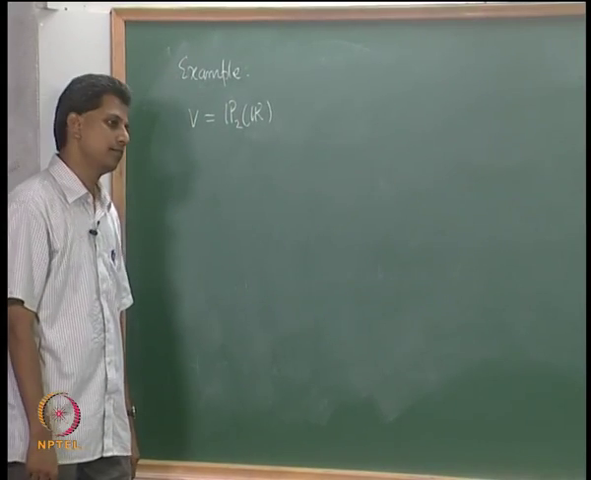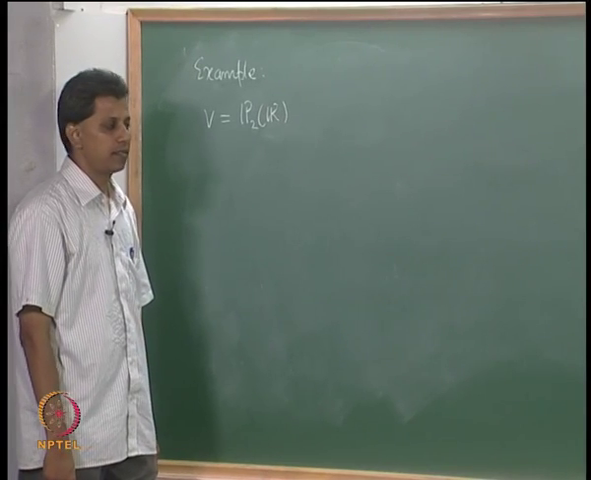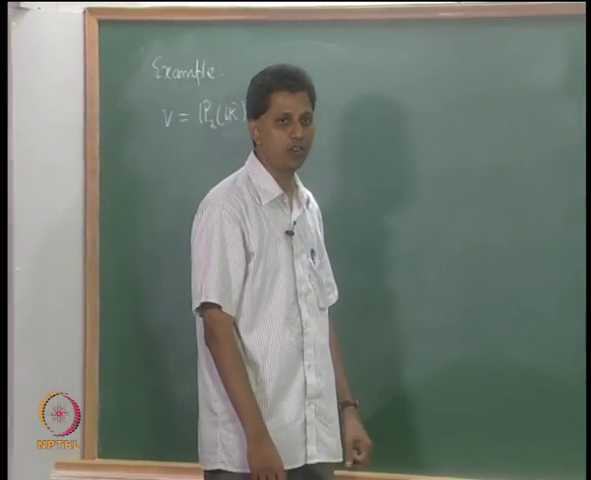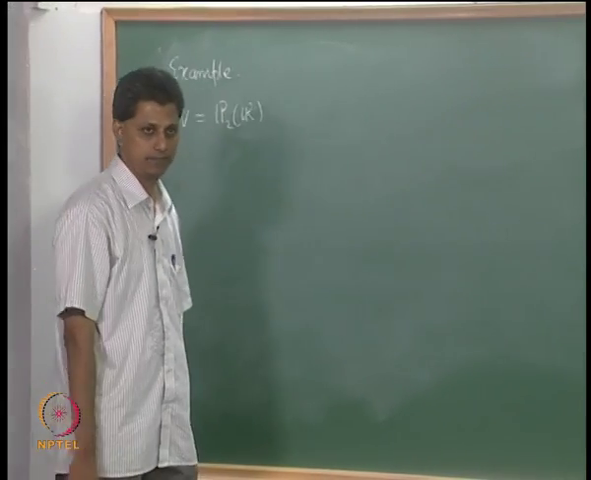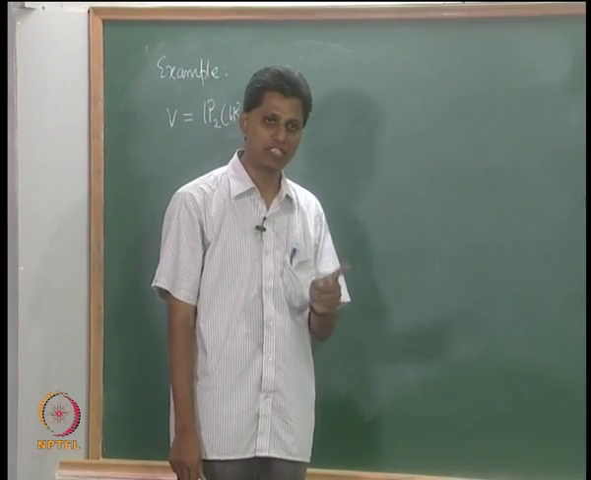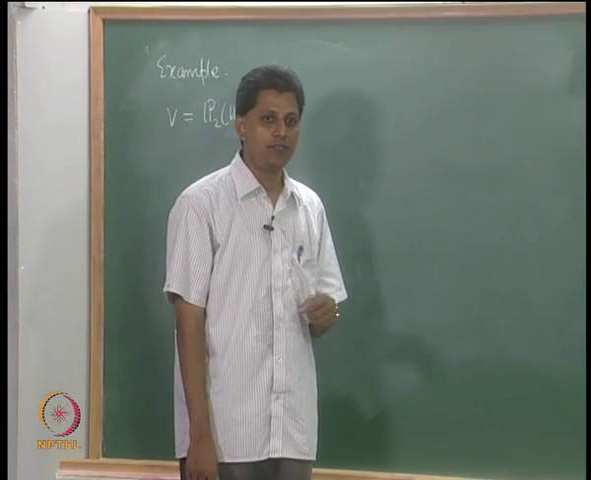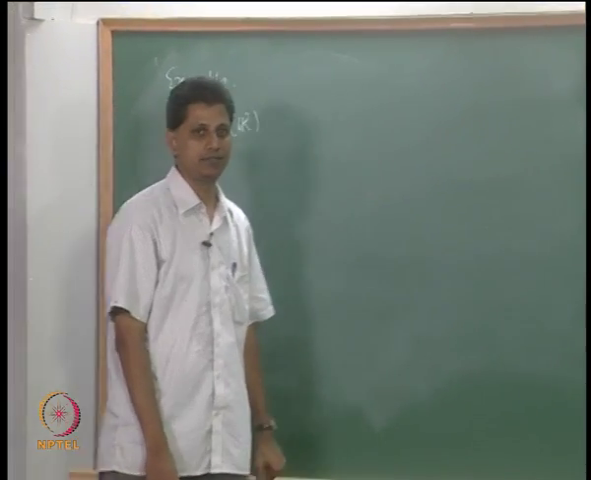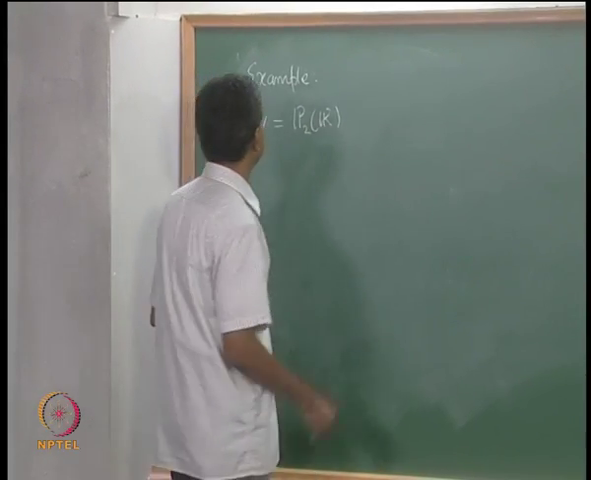I am sorry, that is not what I will do. I will determine a dual basis and then try to determine what is the basis for which this dual basis is the dual. In this example, I will determine a basis for V star and then determine which is the basis of V for which this is the dual basis, okay. So for this we need these evaluation functionals.